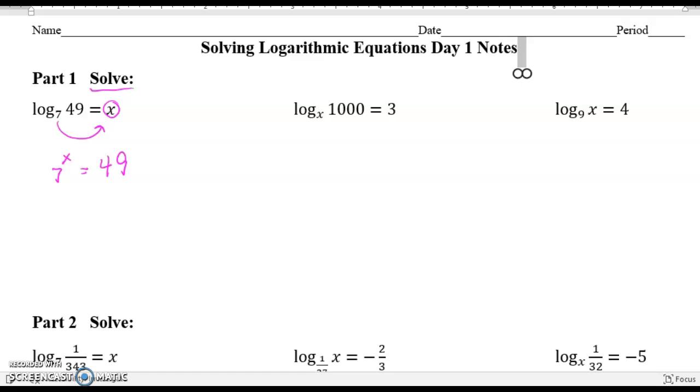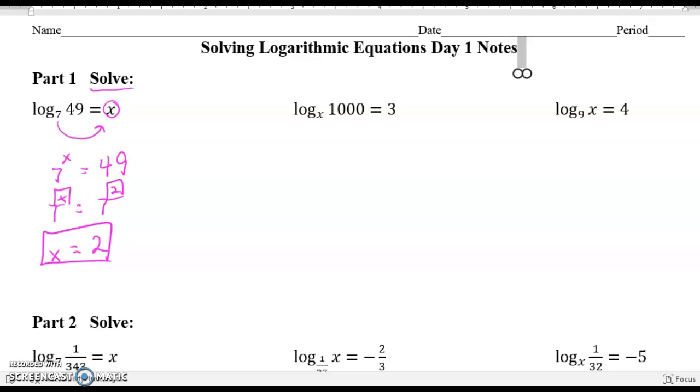So one way you can solve this, if you don't know 7 squared is 49, you would rewrite 49 with the same base, which is 7 squared. When your bases are equal, your powers are equal. So we know that x would equal 2.